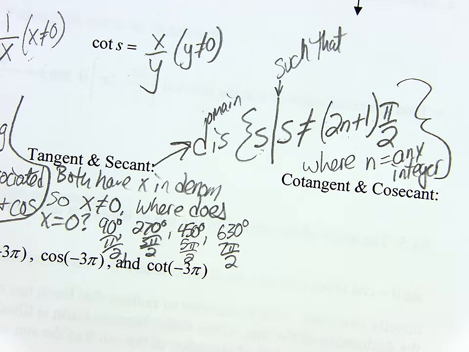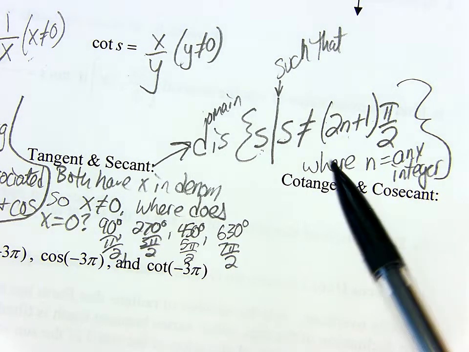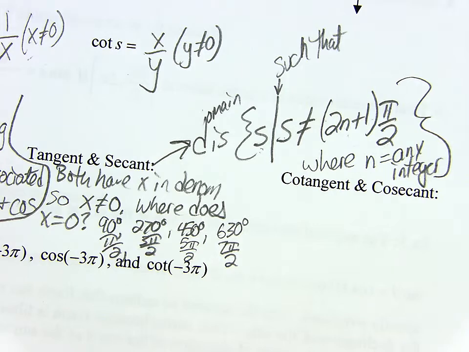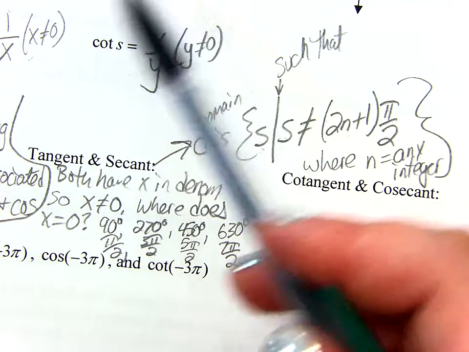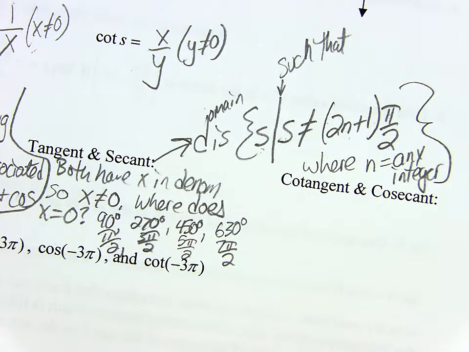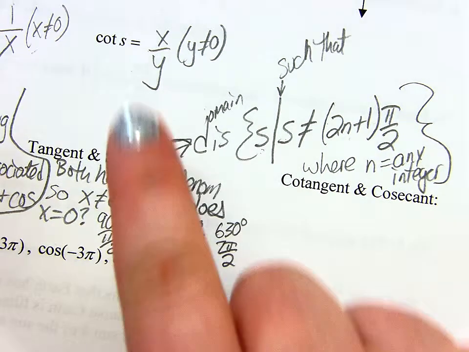So, tangent and secant, I can have any x I want as long as it's not some odd number times pi over 2. Because when I have an odd number times pi over 2, I get an x that's equal to 0. And these have x in their denominator, so that's going to break my expression. It's similar for cotangent and cosecant.